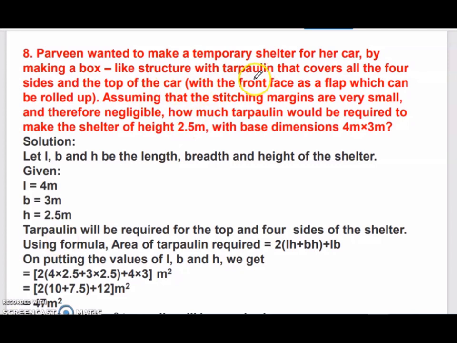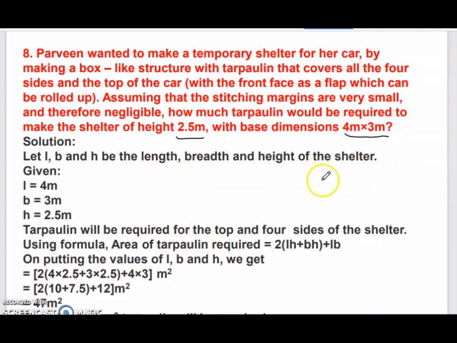So Parveen wanted to make a temporary shelter for her car by making a box-like structure with tarpaulin that covers all the four sides and the top of the car, with the front face as a flap which can be rolled up. Assuming that the stitching margins are very small and therefore negligible, how much tarpaulin would be required to make the shelter of height 2.5 meter with base dimensions 4 meter into 3 meter? So base dimensions, that is length and breadth, are given to you, 4 meter by 3 meter, and height is 2.5.